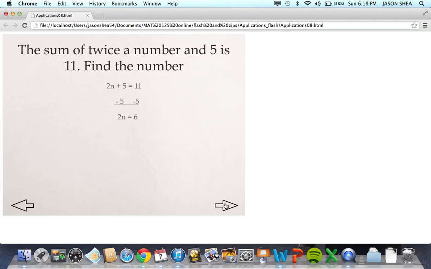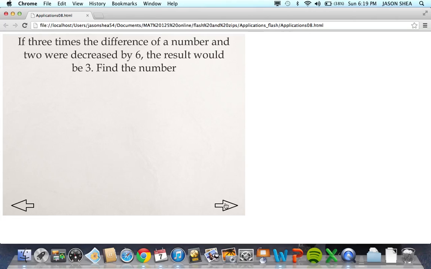To solve this equation, we need to isolate the variable term 2n by using the addition property of equality. The form that takes is subtracting 5 from both sides of the equation. This gives us 2n equals 6. The last step here is to use the multiplication property of equality to get the n completely by itself. Therefore, we divide both sides of the equation by 2, and we're left with n equals 3.